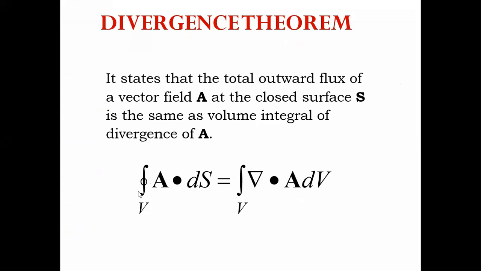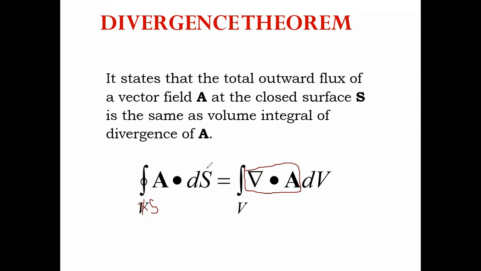Here, on the left hand side, it is volume integral. Sorry, this is written incorrectly. Let me correct it. Here it should be surface. This is the surface integral, A dot ds. And here it is fine. So you see, this closed surface integral is equal to the volume integral of divergence. This del dot A is the divergence of the vector, so it is the volume integral of divergence of the vector over the volume bounded by the closed surface.